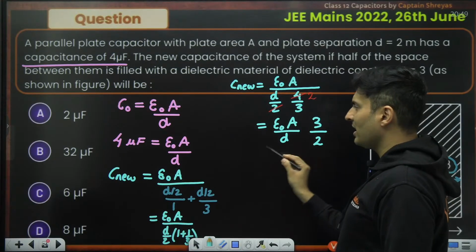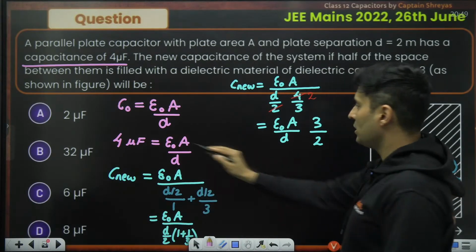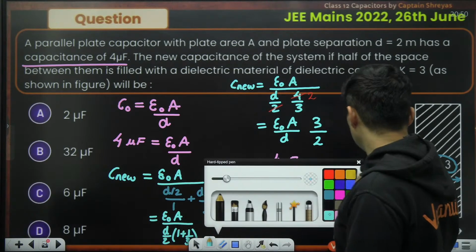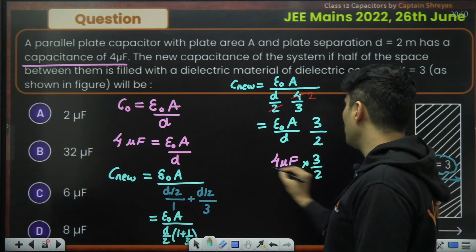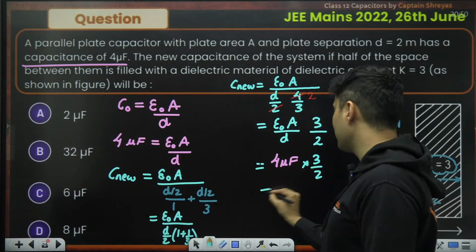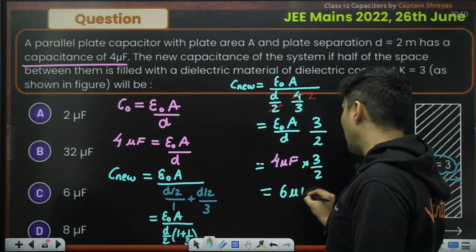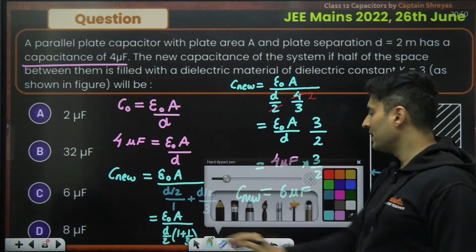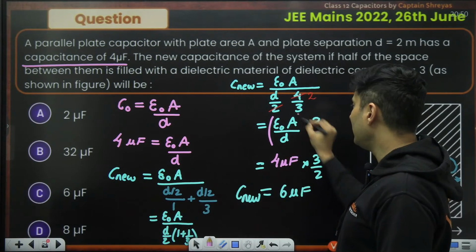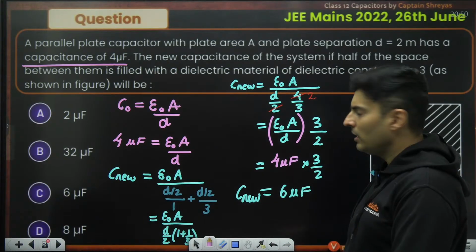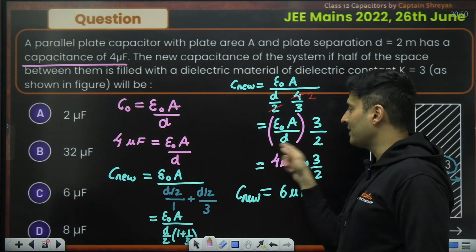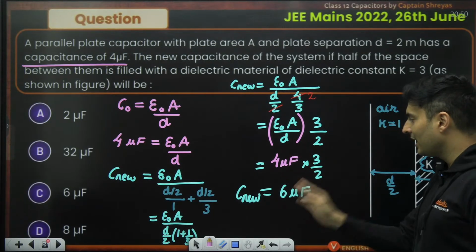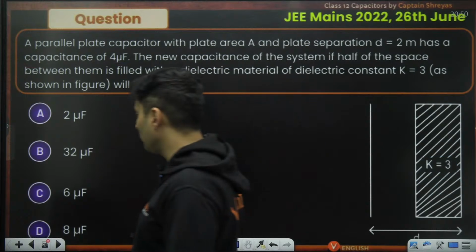But wait a minute, what is this epsilon naught A by D? Epsilon naught A by D, I just calculated it here. It is 4 microfarads. Oh, so this multiplied by 3 by 2 is the new capacitance. 2 and 4 cancels, it will become 2. 2 3s are 6. So 6 microfarad is nothing but the new capacitance. Yeah, everybody just saw this coming out here. I didn't see it coming before, but when I solved, I reached this point and I immediately realized I can substitute this whole thing for 4 microfarad. Perfect. I substitute and then I get the answer as 6 microfarad, which is option number C, of course.